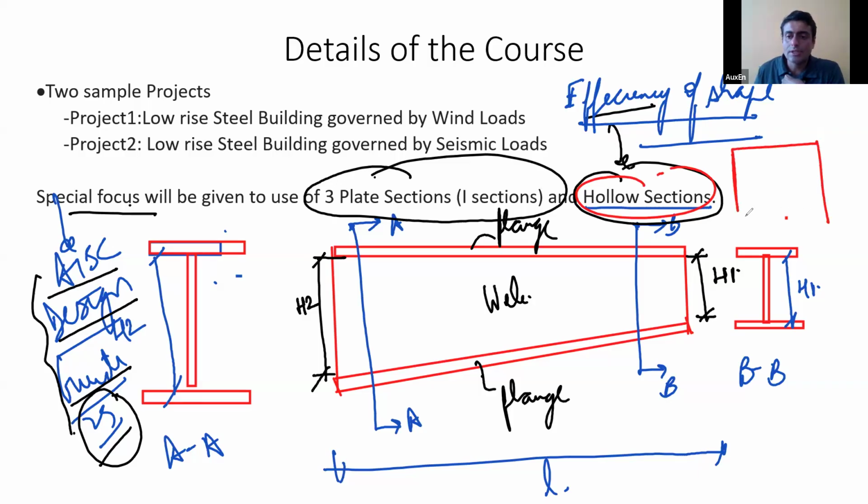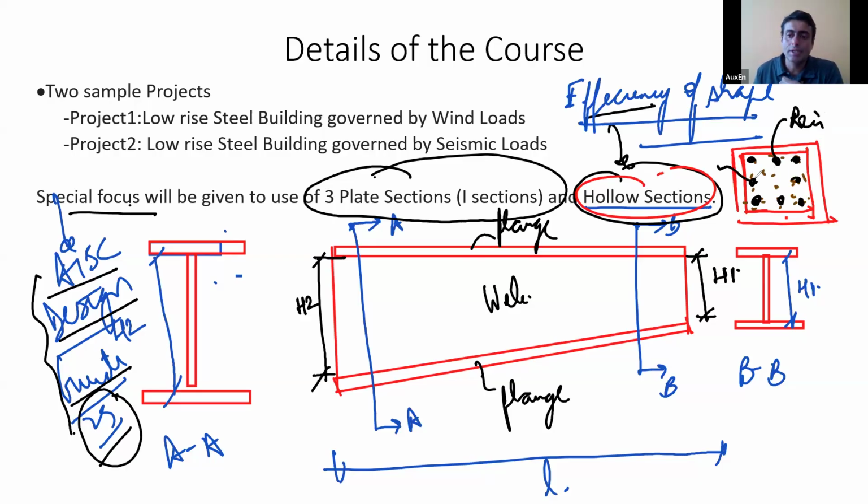Another advantage of hollow sections is that you can have them filled with concrete, and then you can achieve what are called concrete filled tubes, or encased sections. So you can have these hollow sections, and then you can have concrete inside. In fact, you can also add reinforcement to it.